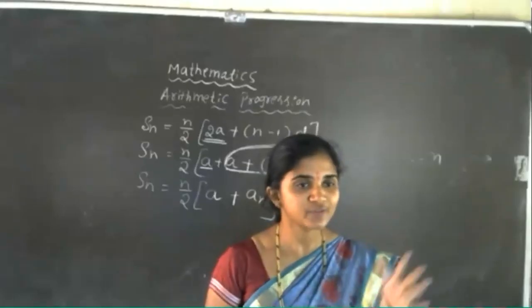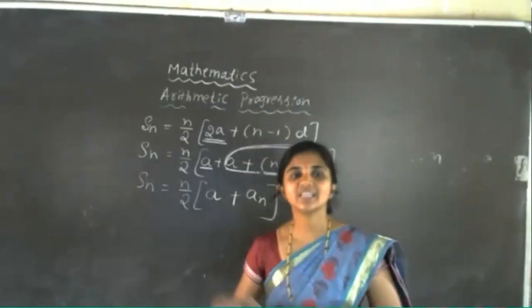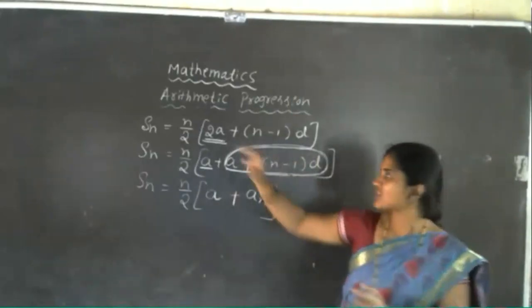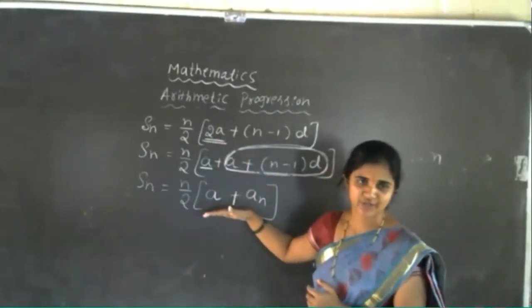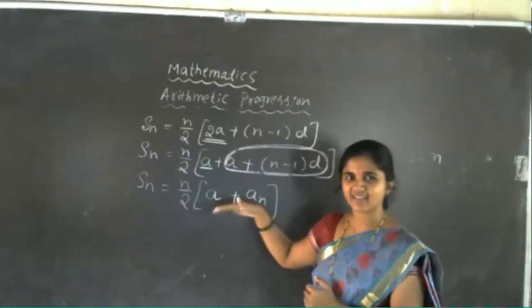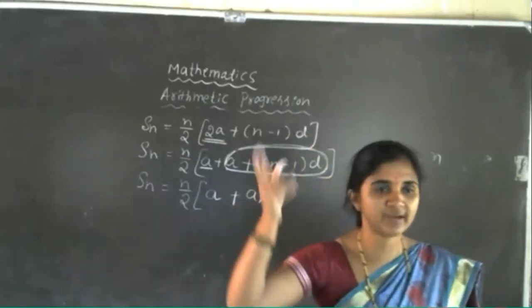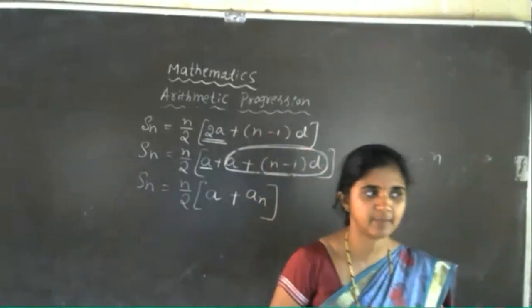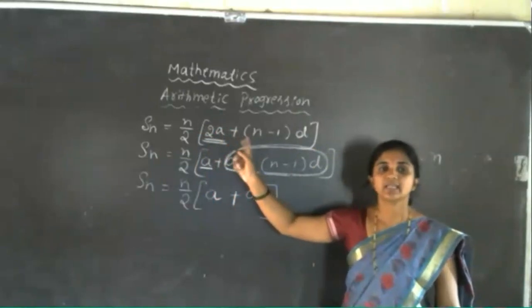Got the idea of the sum of n terms of an AP, students? Yes. This is the standard formula, and only if the first and last term are given can you use the other one. If we have to find the sum of the first n natural numbers, then use the n into n plus 1 divided by 2 formula. Otherwise, for the remaining problems, you have to use the standard formula.